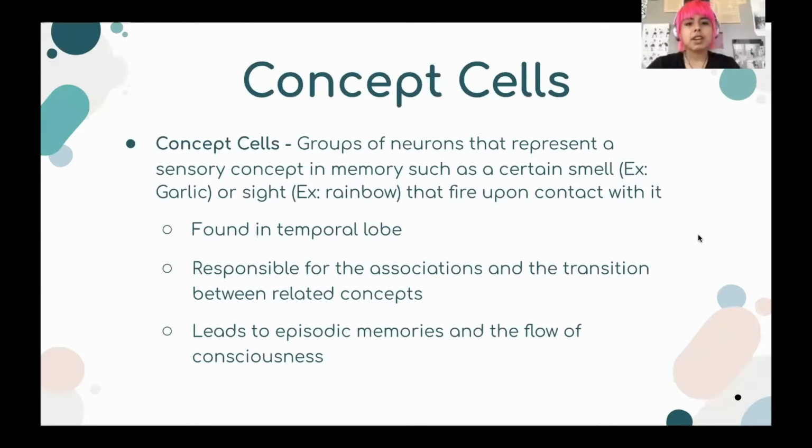Concept cells are groups of neurons found in the temporal lobe that represent a sensory concept in memory, such as a smell, like garlic, or sight, like a rainbow, and fire when an individual encounters these stimuli. They are responsible for the associations and transitions between related concepts and are thought to lead to episodic memories, or memories of personal experiences, and the flow of consciousness. The prefrontal cortex is also involved in higher cognitive functions. So let's talk about that.